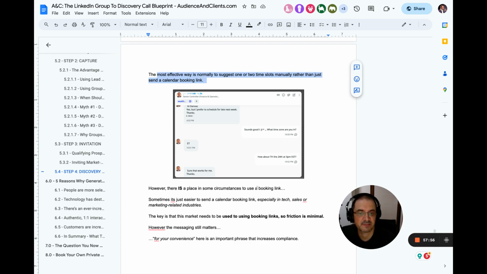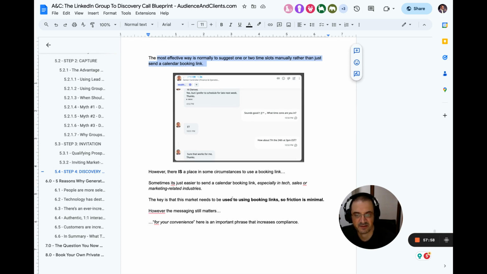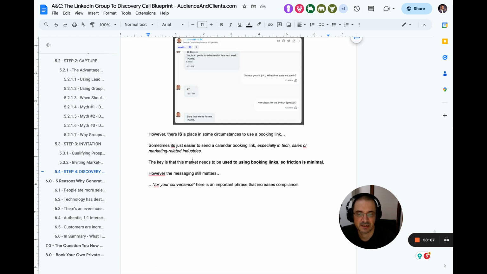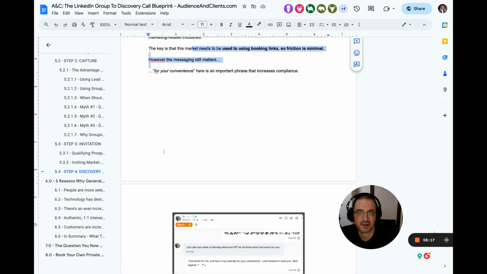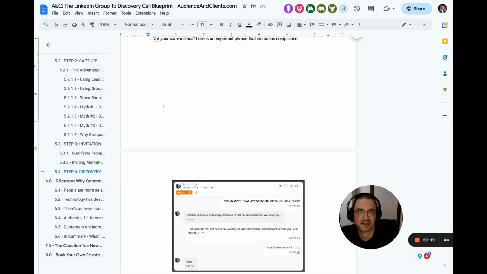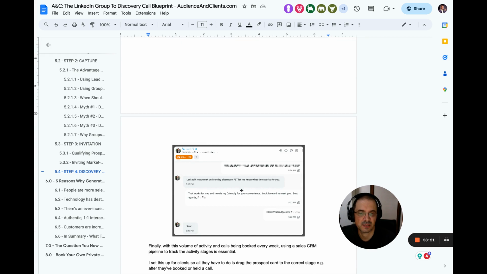However, there is a place in some circumstances to use a booking link, especially if you're in markets that are familiar with calendar booking links, like technology, sales, or marketing related niches. The key is that their market needs to be used to using booking links, so friction is minimal. However, the messaging still matters. As you can see in this example below, "for your convenience" is an important phrase that includes compliance: "That works for me. Here is my Calendly for your convenience."